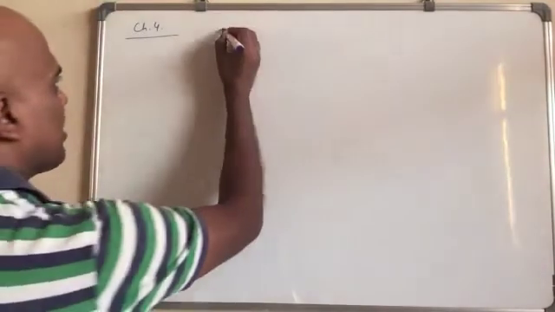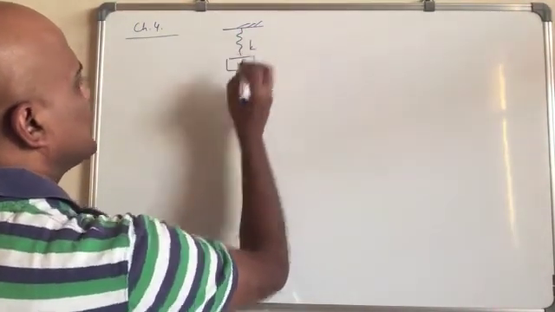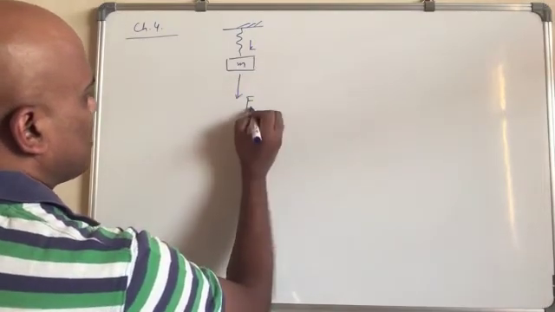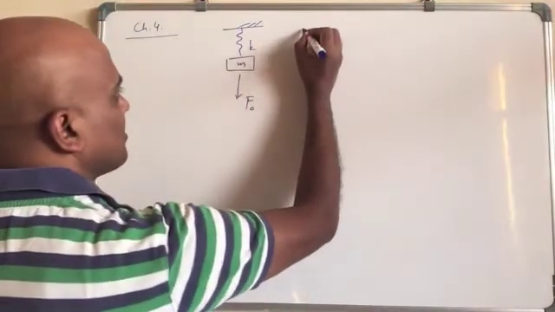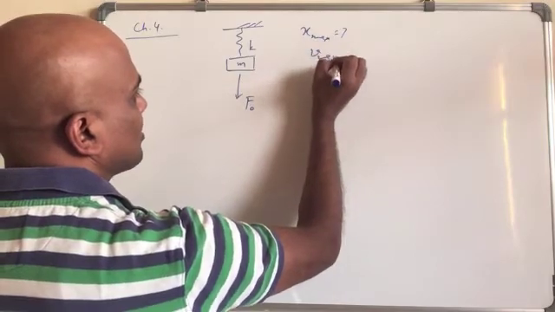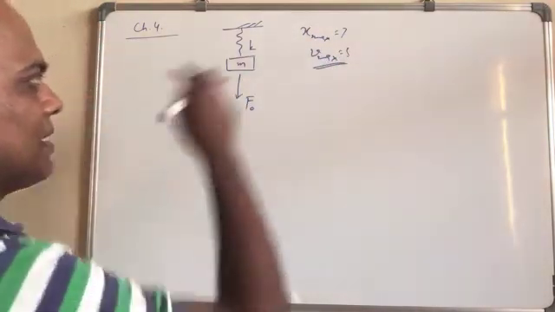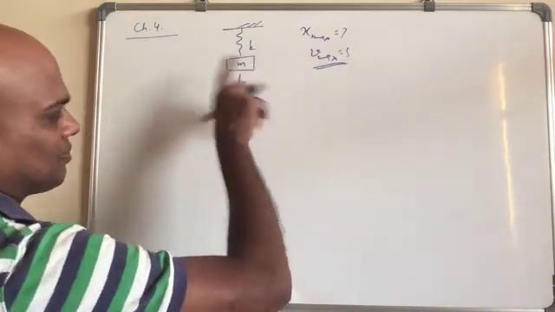Another question is where there is a spring and a mass here, and suddenly a constant force F naught is applied. It is asking the maximum displacement, x max equal to what, and velocity max equal to what. So there are two questions basically.